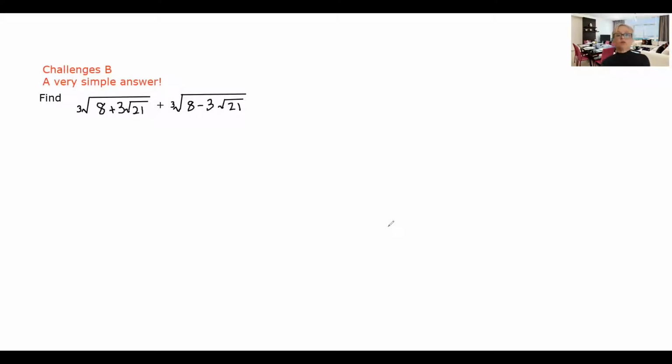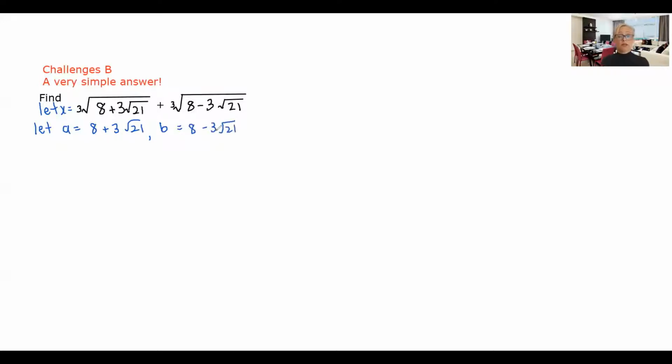Okay, what I would do first is I would say, let this whole expression, let x be those two things added up together. It also makes sense to talk about the expressions under the cubed root sign. So let a be our 8 plus 3 root 21 and b be our 8 minus 3 root 21.